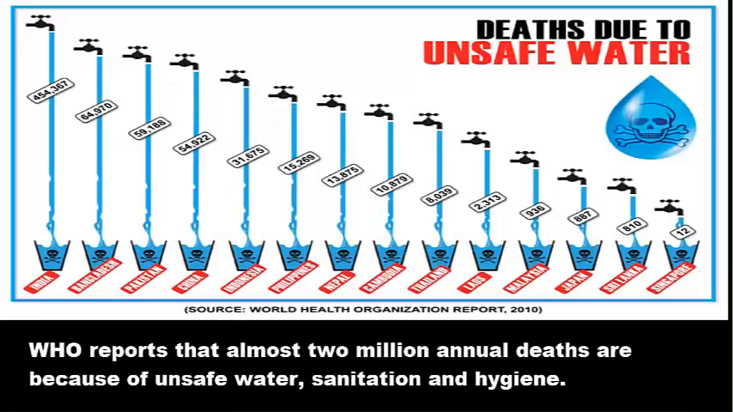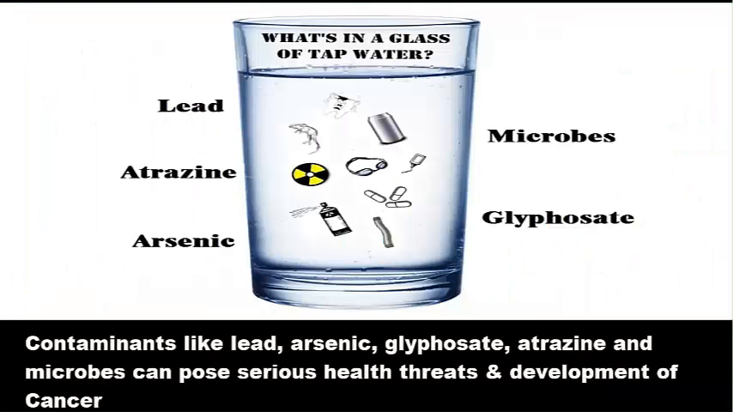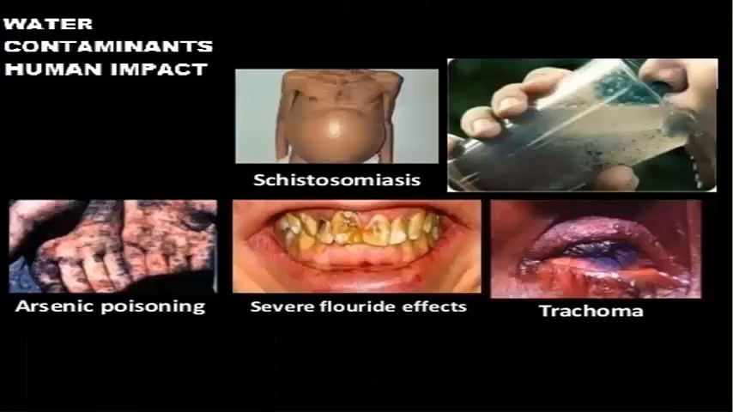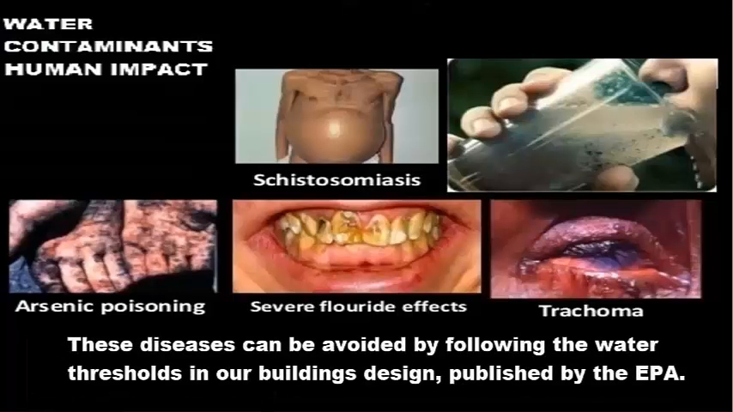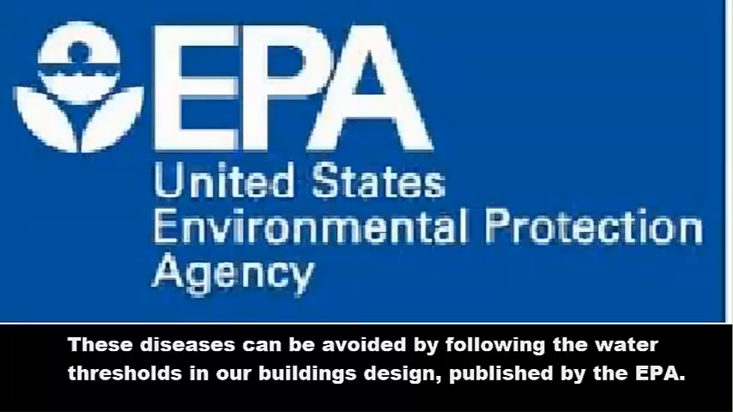WHO reports that almost 2 million annual deaths are because of unsafe water, sanitation, and hygiene. Contaminants like lead, arsenic, glyphosate, atrazine, and microbes can pose serious health threats and development of cancer. These diseases can be avoided by following the water thresholds in our building's design, published by the EPA.